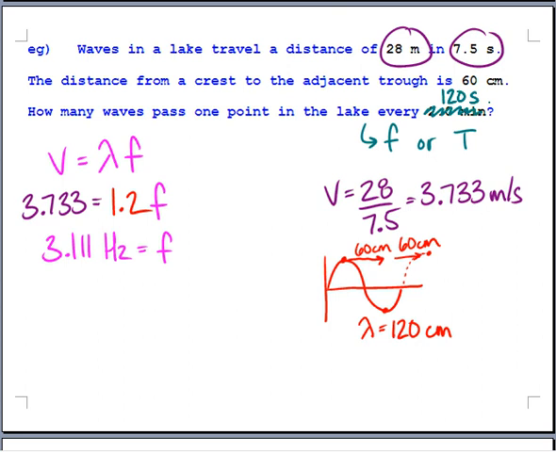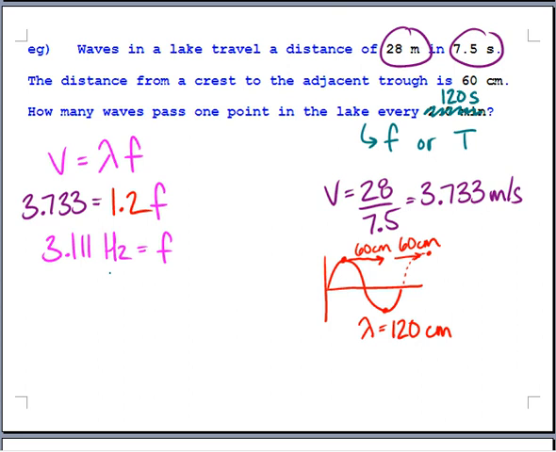Now there's an equation you can use, or you can think your way through this. That 3.11 hertz tells you that there is just over 3 waves passing per second. And we want to know then how many pass in 120 seconds. So hopefully you're sort of sitting there going, oh, I think we could just multiply the two together.